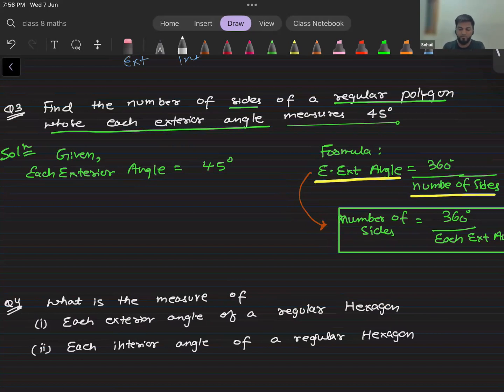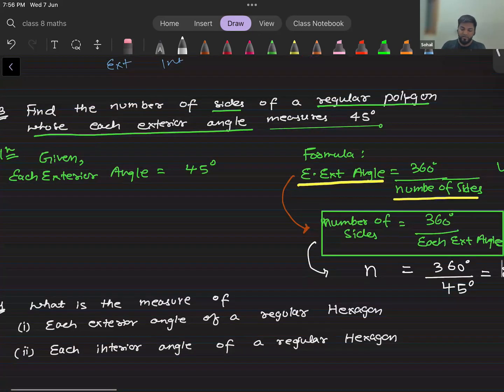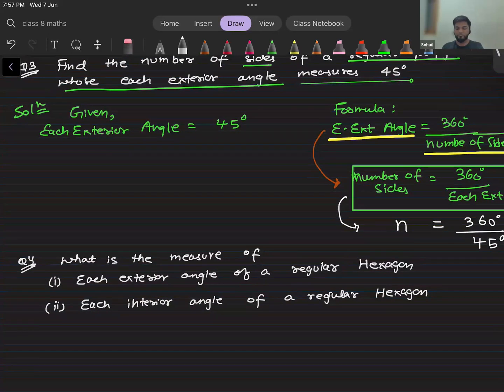Look, the question says that you need to find the number of sides when each exterior angle measures 45 degree. So using the second formula here, you need to find the number of sides. So 360 degree upon each exterior angle, which is given here as 45 degree. So n equals 360 upon 45. That gives you how much? 8 here. Okay, all right, then see the next question. Ahmed, you got this solution? Yes. Okay.